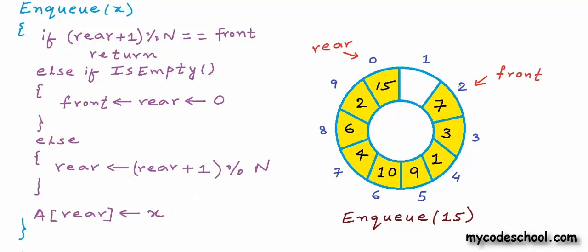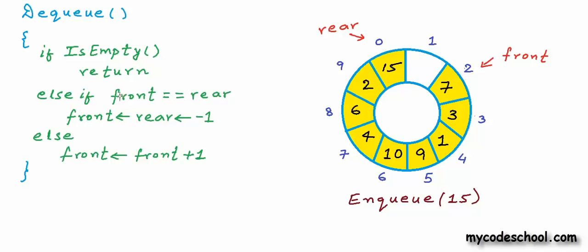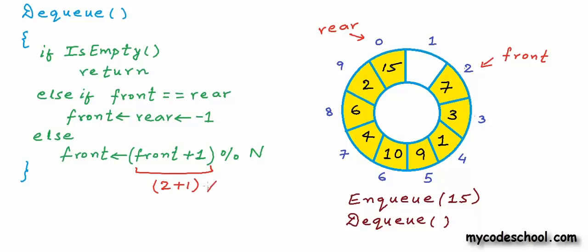Let's now see what we need to do in the dequeue function. Nothing will change in the first two conditions. If the queue is already empty or if there is only one element in the queue, we will handle these cases in the same manner. In the final else, when we are incrementing front, we need to increment it in a circular manner. So we will say front equals (front plus 1) modulo n, where n is the total number of elements in the array, or the size of the array. Now let's perform a dequeue. We will come to this condition. Front right now is 2, so this will be (2 plus 1) modulo 10. One more cell is available to us now. This much is the core of our implementation.